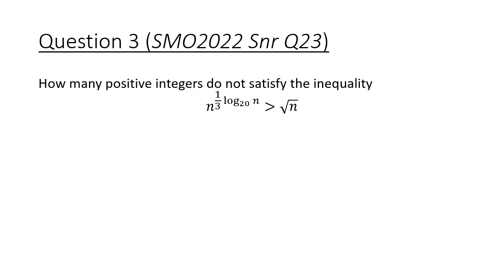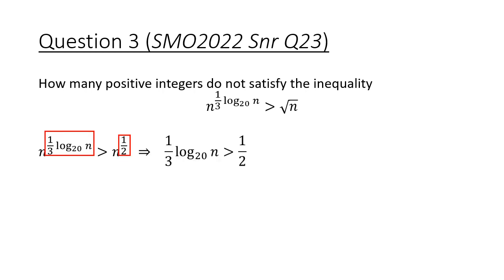Now what we can do is convert square root of n to n to the power of half. Now that we have the same base, we can compare the indices, telling us that 1/3 log base 20 of n is greater than half. Multiply by 3 on both sides, and converting this log into an index, we know that n must be greater than 20 to the power of 3 over 2.